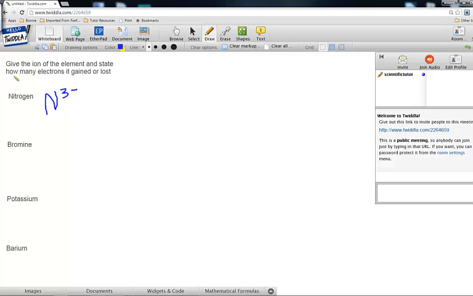Next, we can look at how many electrons it gained or lost. 3- means it gained 3 electrons.